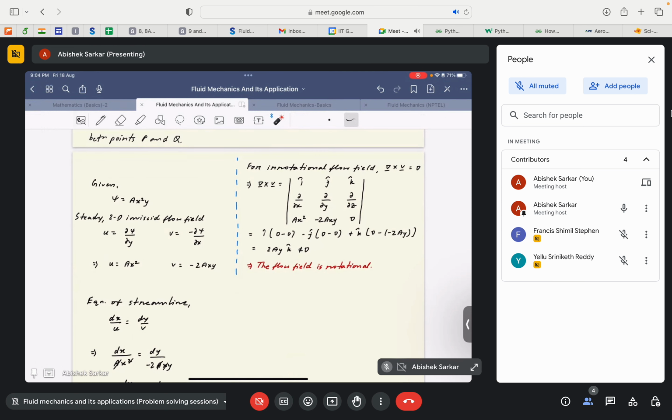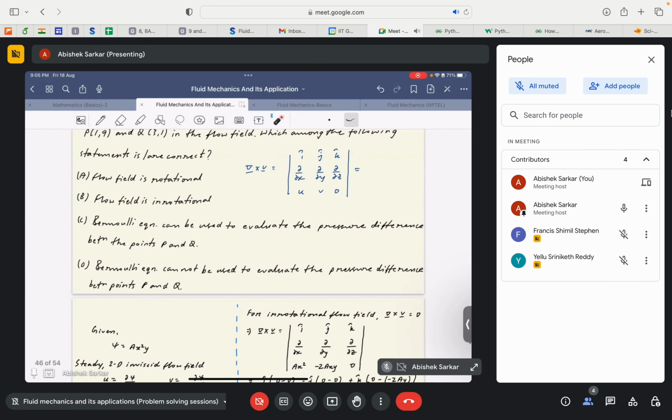We find out the velocity components, put the values in the determinant, and we find that the curl of the velocity field is non-zero, so we can essentially tell that the flow field is rotational. Yes, it is not zero, it means it is rotational. But again, we have some other argument as well, right? It is asked whether Bernoulli's equation can be used to evaluate the pressure difference between points P and Q or not.